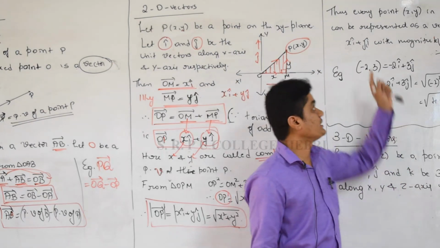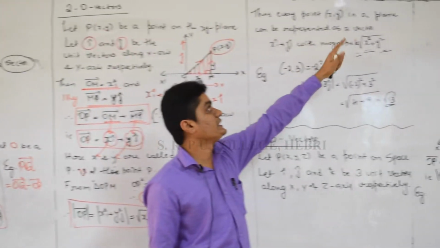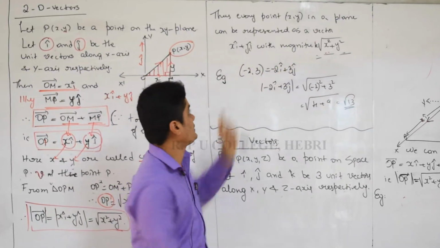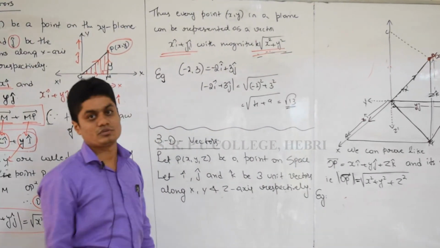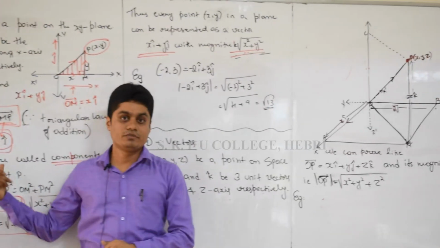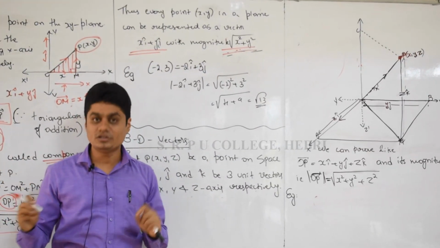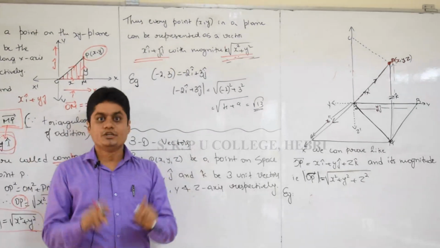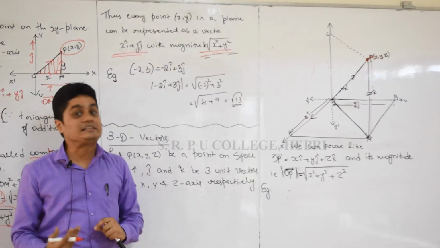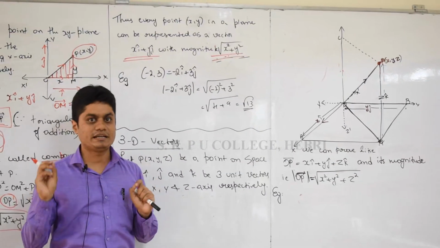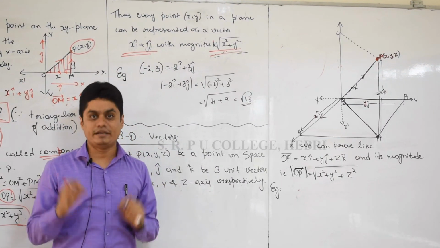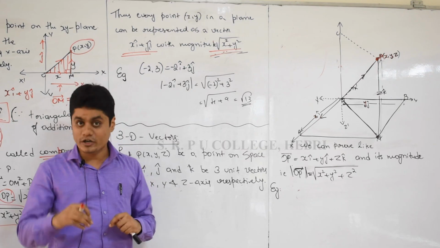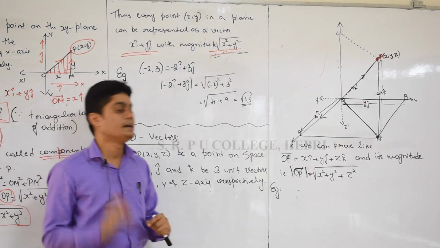So that conclusion I wrote here. Thus every point xy in a plane can be represented as a vector xi plus yj cap with the magnitude root of x square plus y square. This is the conclusion for this explanation. I hope you understood. So remember, in a plane you can represent a vector as xi plus yj cap, where i cap and j cap are the unit vectors along x-axis and y-axis, and x and y are the coordinates of the point which you represent in a plane.